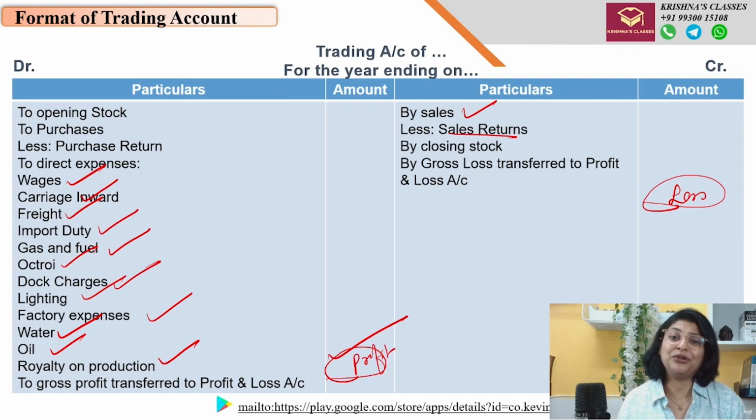After this, we will be doing the profit and loss account. So there are three accounts which are made as final accounts: trading account and profit and loss account. The last one is not actually an account, it is a statement which is known as the balance sheet.